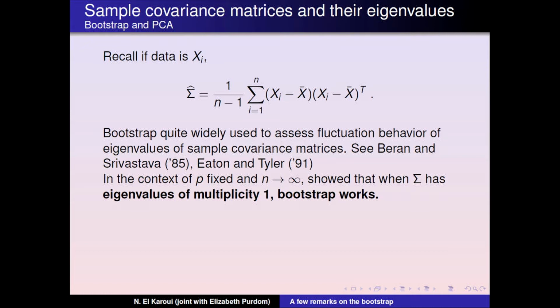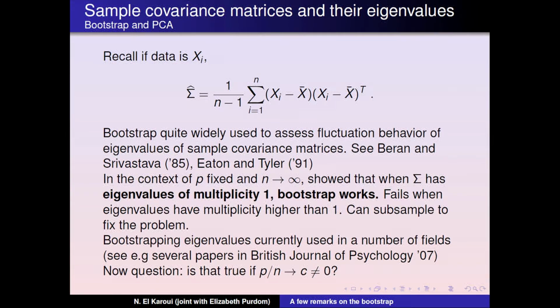So I look at the sample covariance matrix, and the Bootstrap is quite widely used to assess fluctuation behavior of eigenvalues. So there are some classical papers of Beran and Srivastava and Eaton and Tyler, which say that if P is fixed and n goes to infinity, basically as long as the true covariance has multiplicity 1, the Bootstrap works. Okay, and that's because in that case, the eigenvalues are smooth functions of the data, and so it's completely consistent with what I was saying at the beginning. Okay, it fails if you have multiplicity higher than 1, but you can subsample.